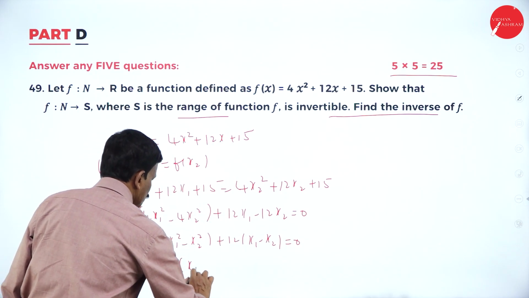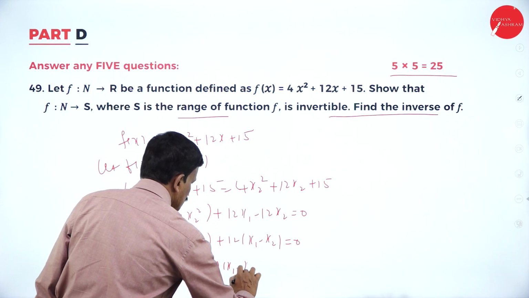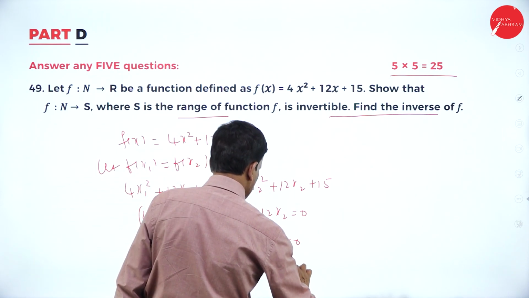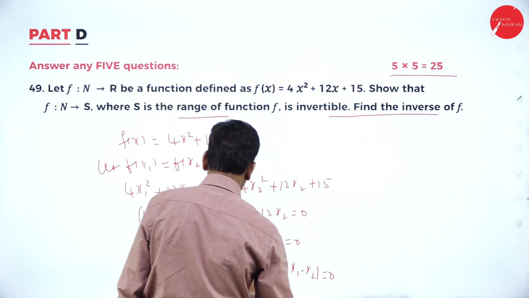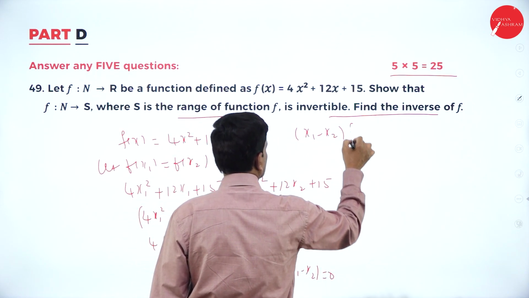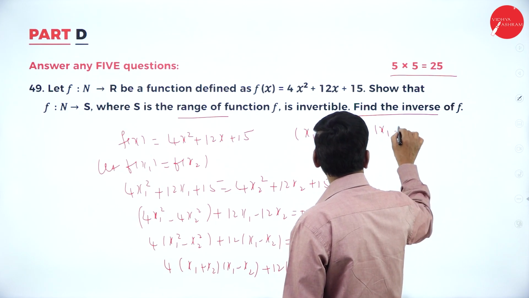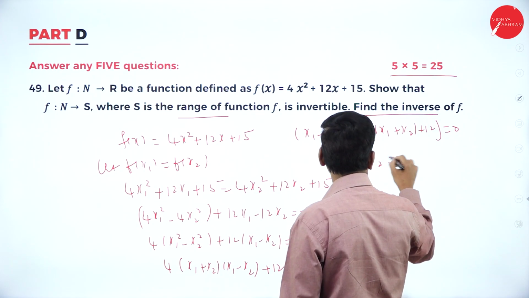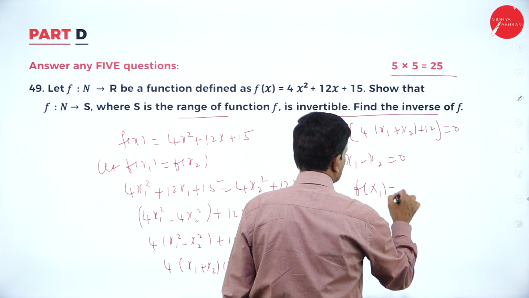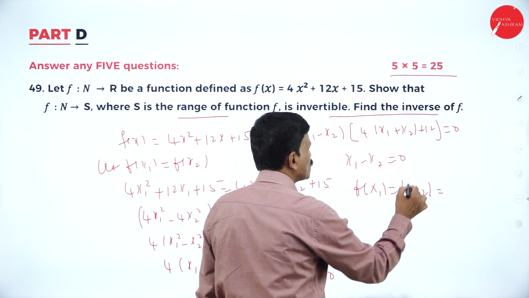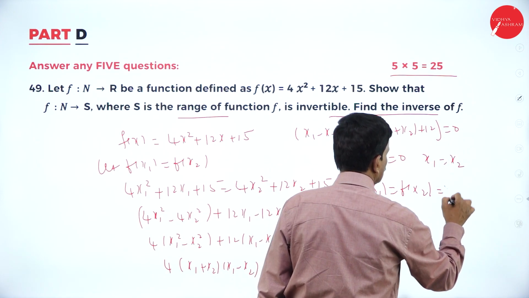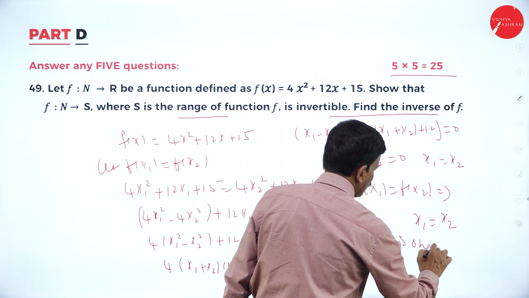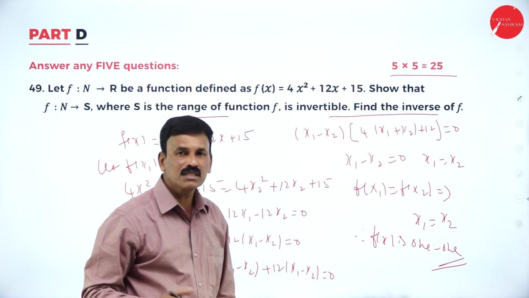This can be written as 4 into x1 plus x2 into x1 minus x2, because this is of the form a plus b into a minus b is a square minus b square, plus 12 into x1 minus x2 is equal to 0. So, you can take x1 minus x2 common factor into 4 times x1 plus x2 plus 12 is equal to 0. So, x1 minus x2 is equal to 0. Therefore, f of x1 is equal to f of x2 implies x1 minus x2 is equal to 0, means x1 is equal to x2. Therefore, f of x is a 1, 1 function. The first part is finished.